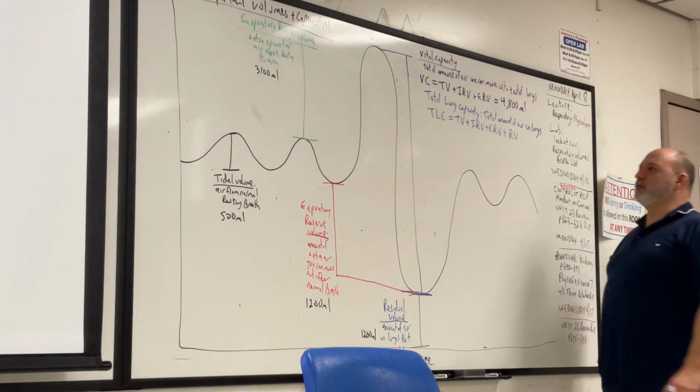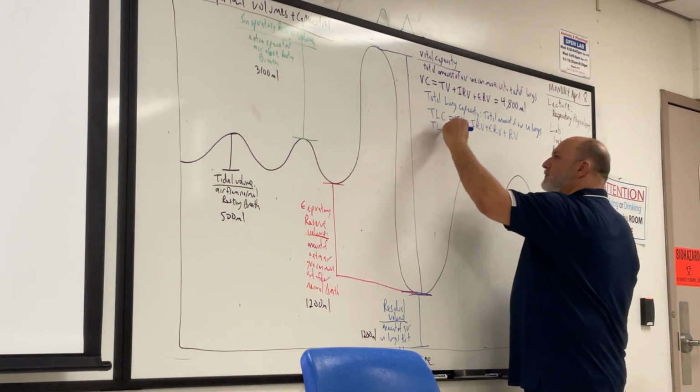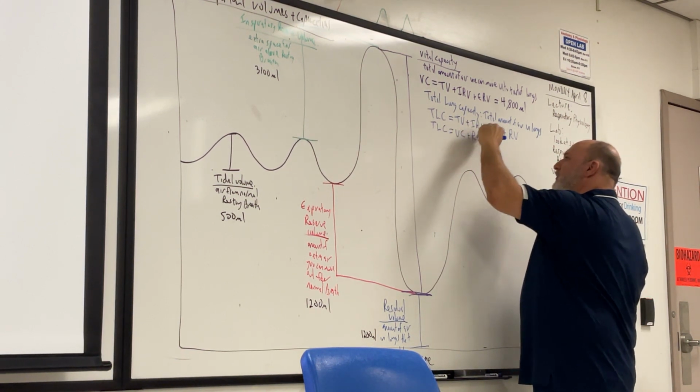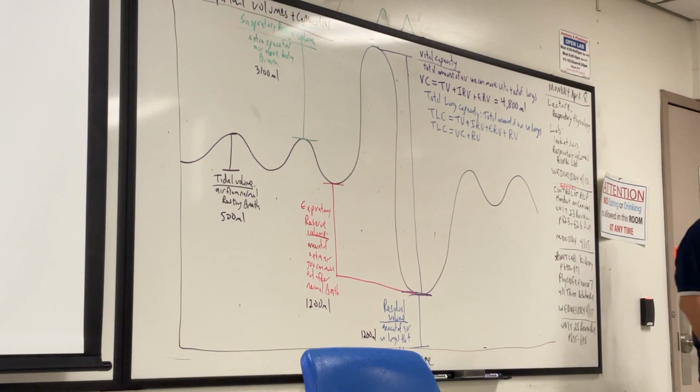Or if we were lazy and we knew it, couldn't we also just take our vital capacity plus our residual volume? Yeah. And that might also make it easier for us to do our calculation. Because 4,800 plus 1,200 is what?